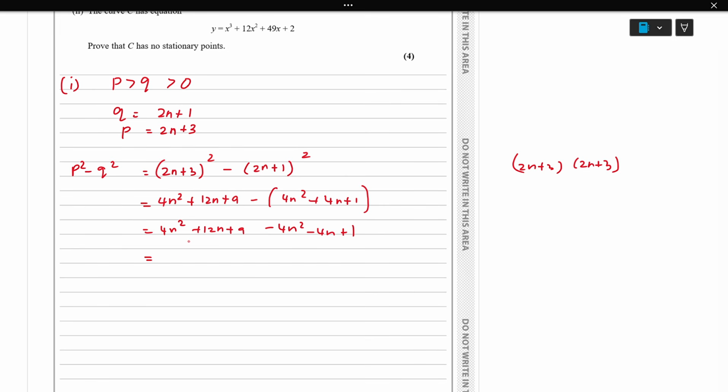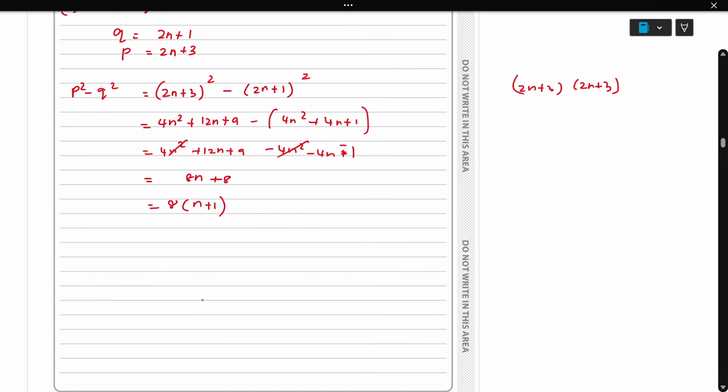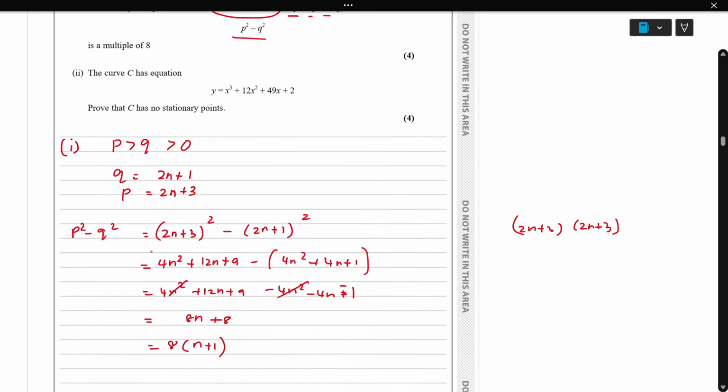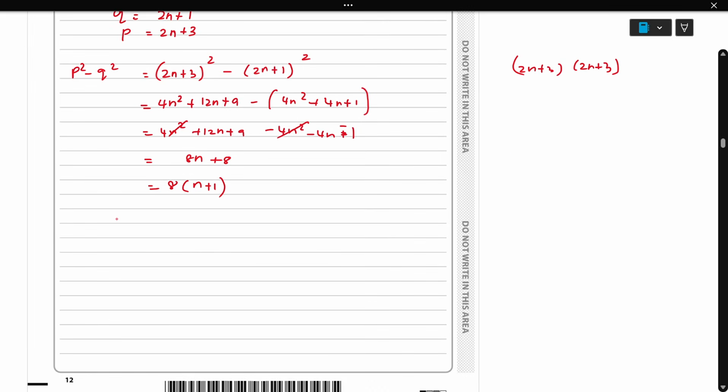Here the 4n square cancels to 0, so 12n minus 4n is going to be 8n, and 9 minus 1 is plus 8. From here I'll bring 8 outside, so 8 times n plus 1. So 8 times something, which means this is a multiple of 8. So the first part is done.